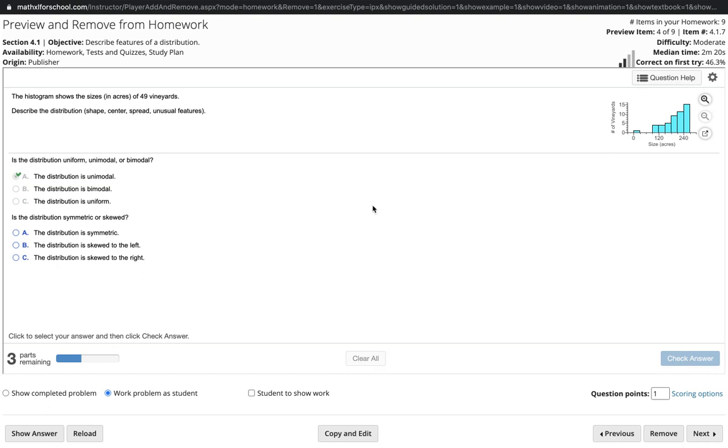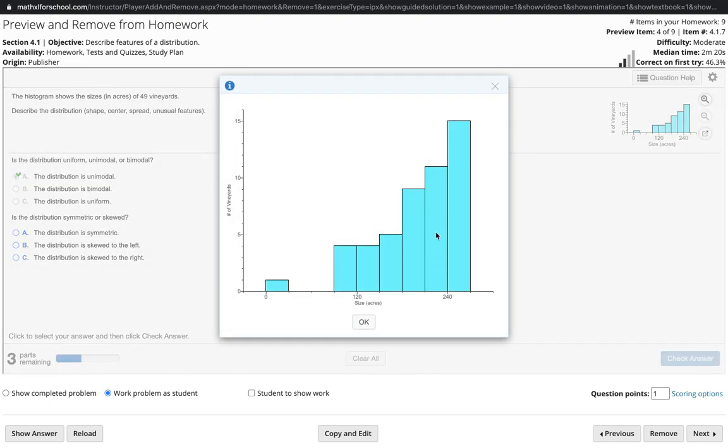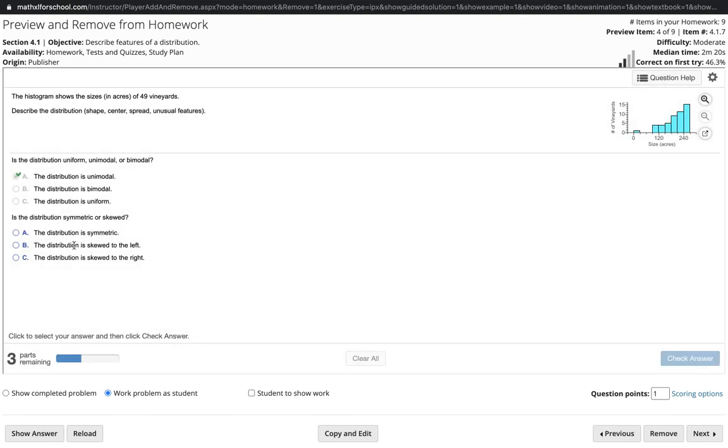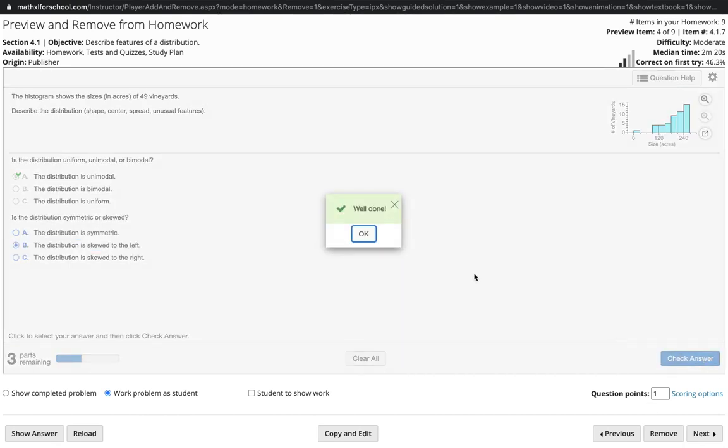Okay. Is the distribution symmetric or skewed? In this case, this histogram is clearly not symmetric, so it's definitely skewed. The question is, is it skewed left or skewed right? The direction of skewness, in case you forgot, always is the direction that the data tails off in. In this case, the data tails off to the left. So we would say that this histogram or distribution is skewed to the left.